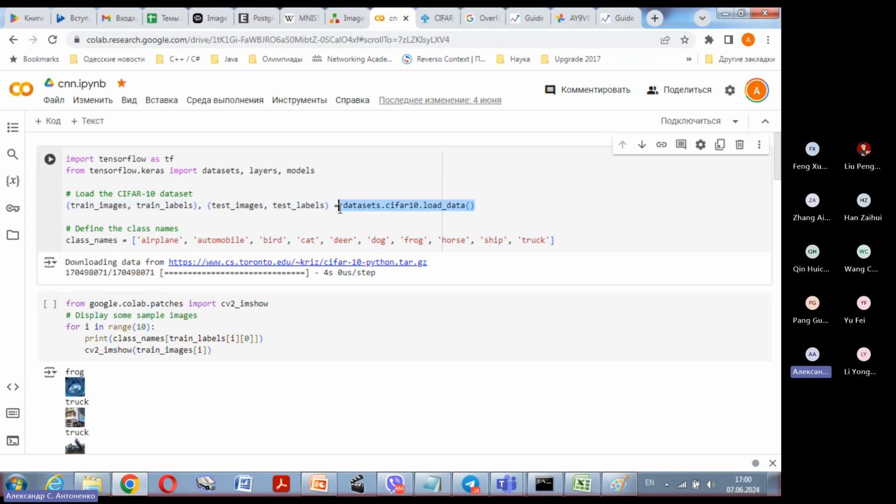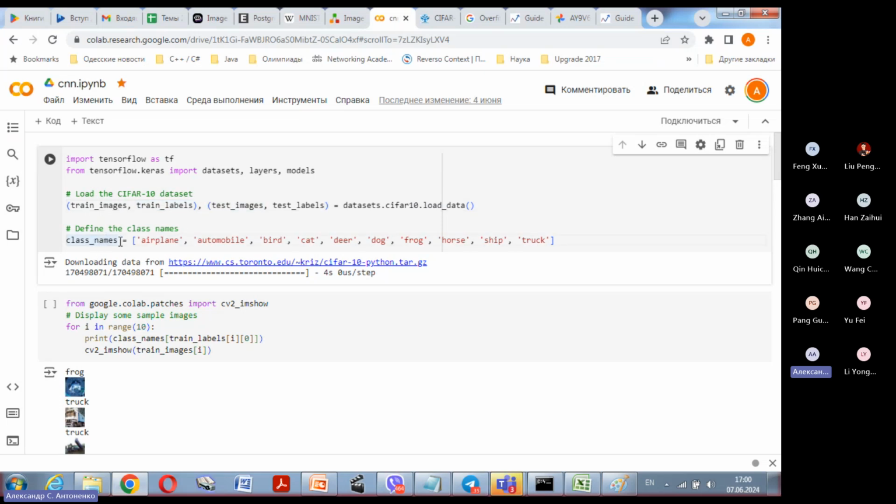This can be loaded using this load data function. I use TensorFlow for machine learning. I hope that you know what TensorFlow is. And I download train images, train labels, and test images, test labels. This is for training, this is for test.